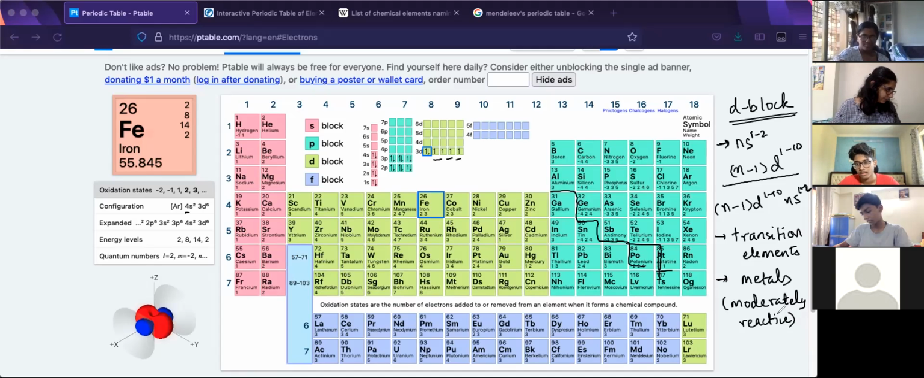reactive. They're all metals. So S block had metals that had low melting and boiling points. D block has metals that have high melting and boiling points. That's the difference between S block and D block metals.